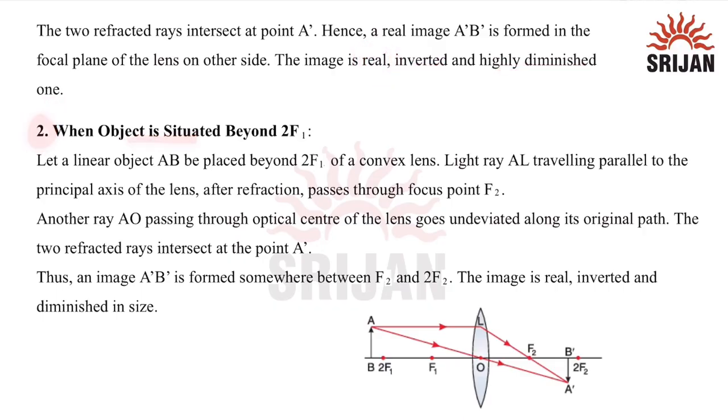Second is when the object is situated beyond 2f1. In such cases, let a linear object AB be placed beyond 2f1 of a convex lens. Let the light ray AL, traveling parallel to the principal axis of the lens, after refraction pass through the focus f2. Another ray AO, which passes through the optical center, goes undeviated along its original path. These two refracted rays intersect at a point A dash. Thus, an image A dash B dash is formed somewhere between f2 and 2f2. This image is real, inverted and diminished in size.